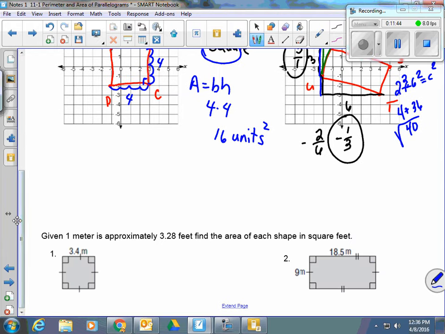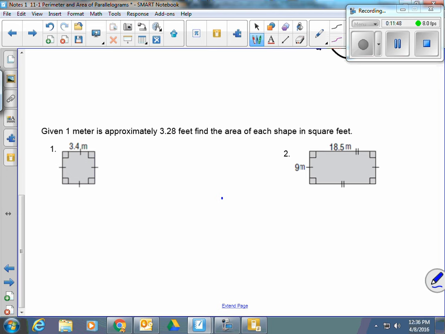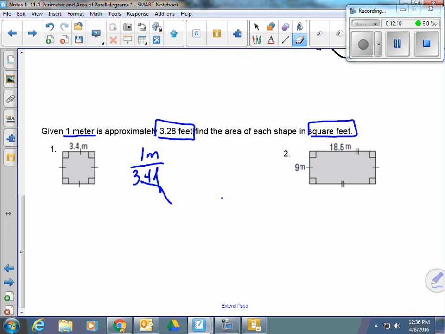2 more at the bottom down here. It says given 1 meter is 3.28 feet, find that each area in feet. That means that before I do anything, I'm going to want to convert. So it tells me that 1 meter is 3.4, I'm sorry, wrong number, 3.28 feet.